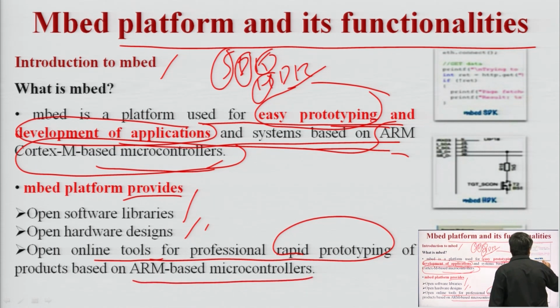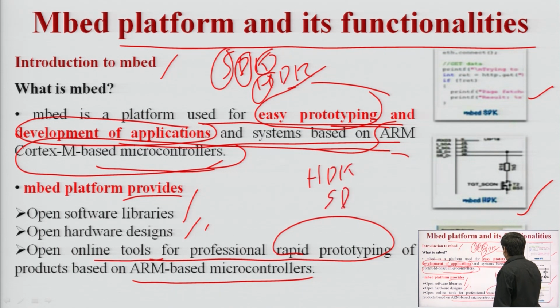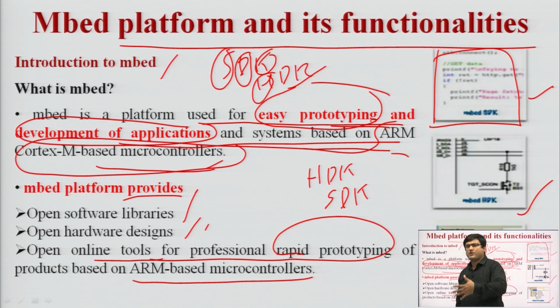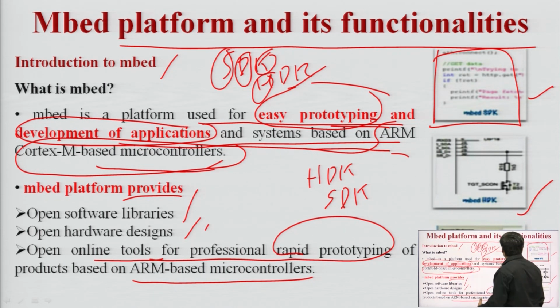Here you can see three pictures: Mbed SDK, Mbed HDK and Mbed compiler. In the previous slide we already discussed that there are two things in Mbed, SDK and HDK: a software development kit and a hardware development kit. The software development kit gives us an interface to write programs. For writing programs on the Mbed platform, you have open source libraries and open source code.